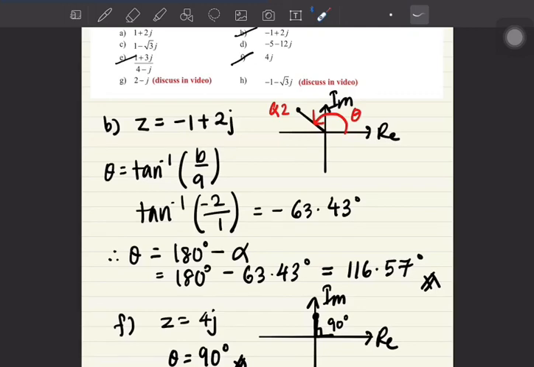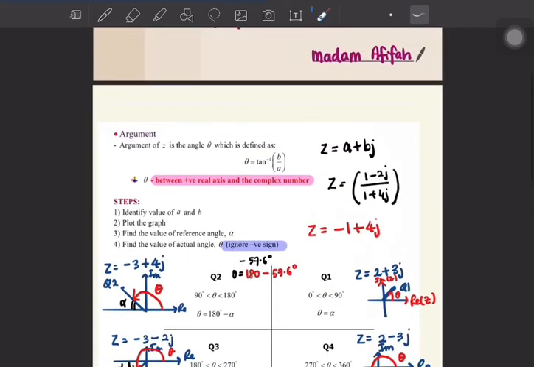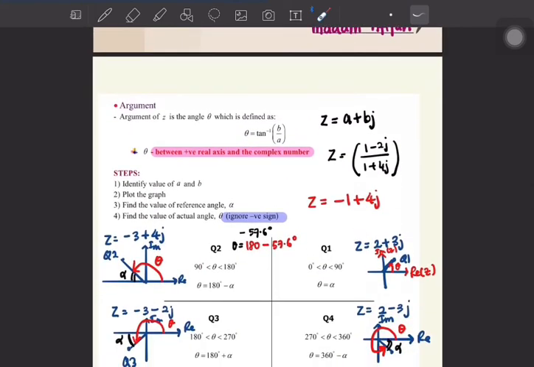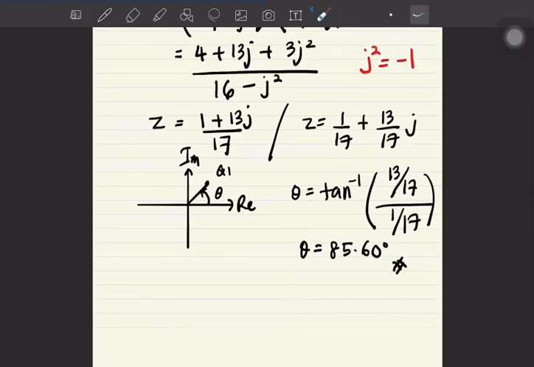So that's all. I really hope that you can understand this one. Please try to do the rest of the questions on your own. As a conclusion, you need to know how to plot first, because if you plot wrongly, then everything will go wrong. And remember, before you plot, your complex numbers must be in general form.